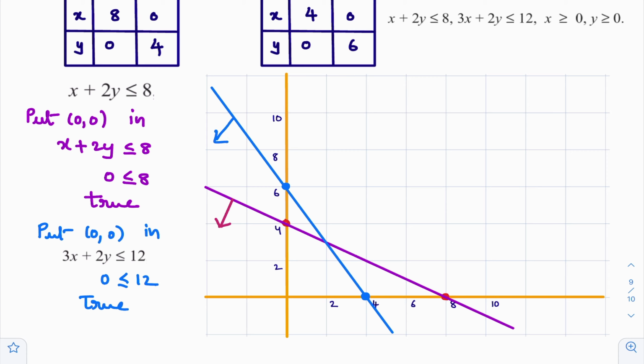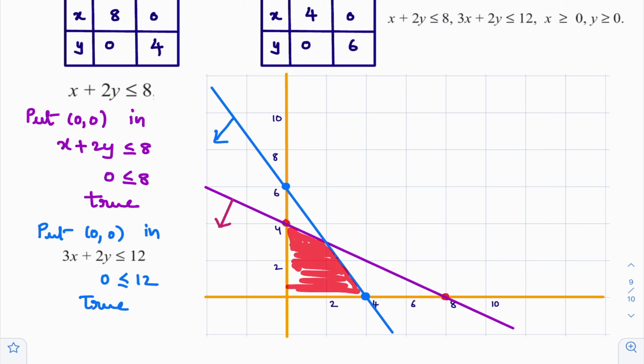You please observe these are the constraints they have given. We identified the solution of this inequality towards the origin side, and we identified that the solution of this inequality is also towards the origin side. As they mention in the question, x greater than or equal to 0, y greater than or equal to 0, our solution will be in the first quadrant only. Now, you please observe the feasible region. Feasible region means common region. This is the common region which is present in the first quadrant.